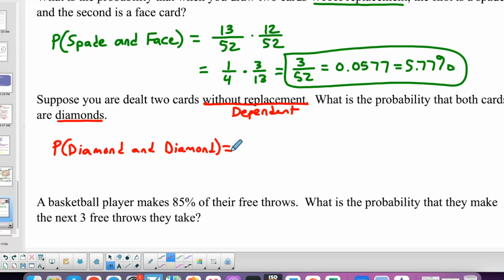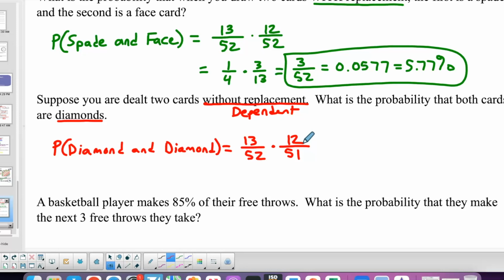So if we want them both to be diamonds, well, the probability that the first one is a diamond is just 13 out of 52. That's how many diamonds there are in the deck. But once we take that diamond out, there's only 51 cards left. So that second one has to go down to 51. Also, the top has to go down as well because there were only 13 diamonds, but I took one of them out. So there's only 12 left in the deck.